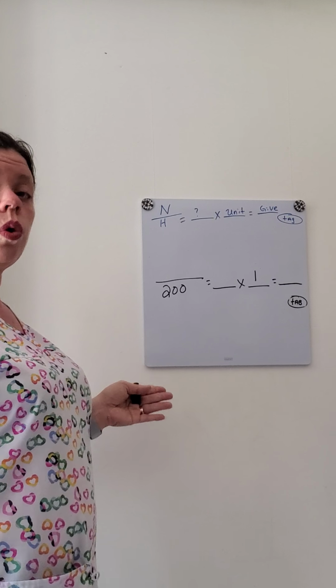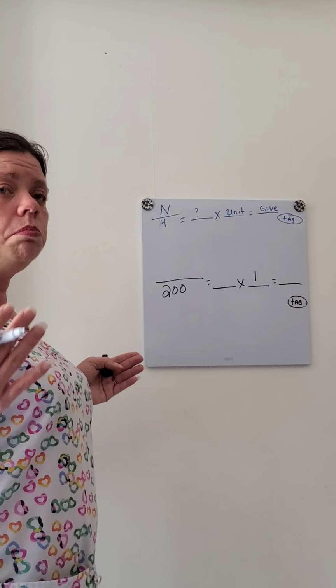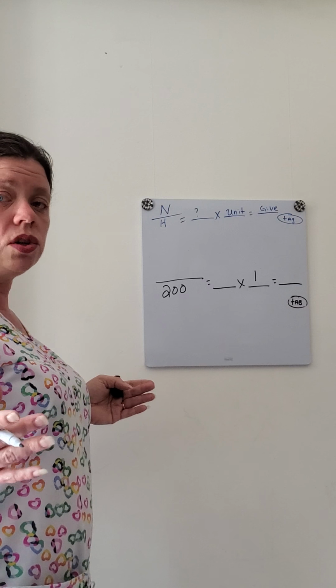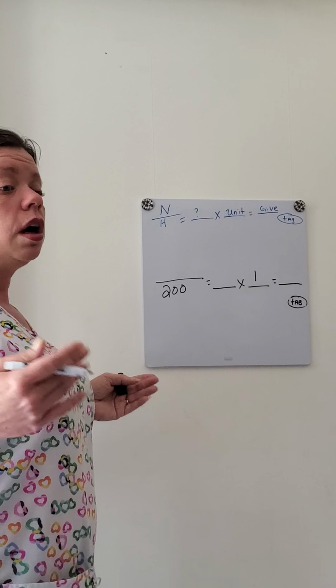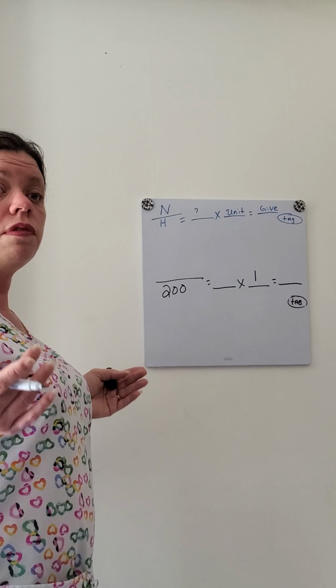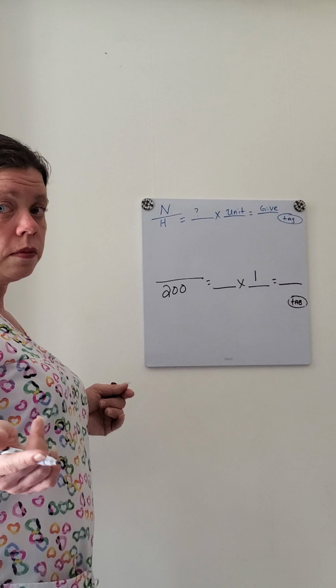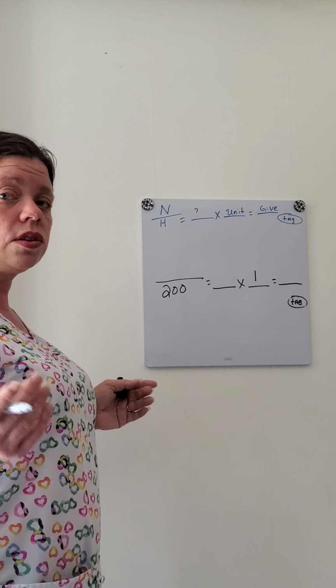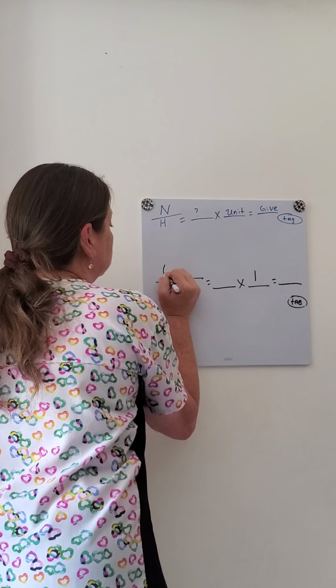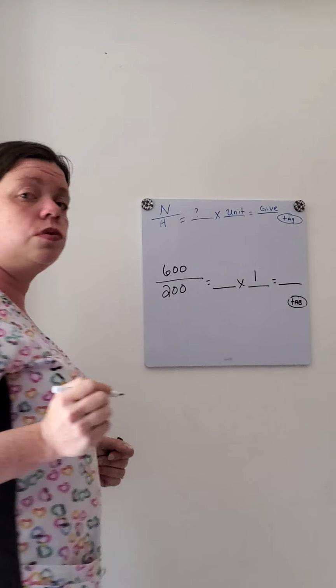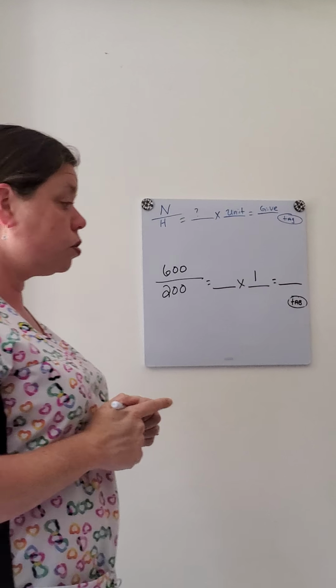Now, what did the doctor order? How many milligrams did the doctor tell the patient to take each time they take it? I gave you guys an example earlier of 400 milligrams. Let's make it 600 milligrams now. The doctor ordered 600 milligrams to be taken at each dose.